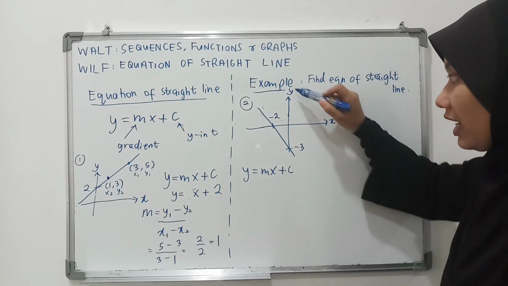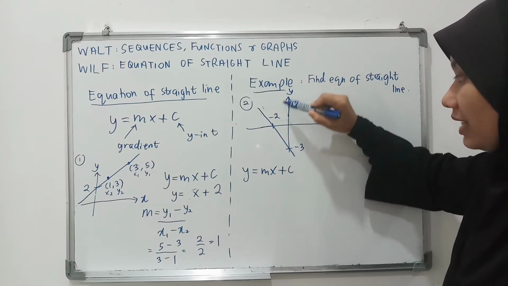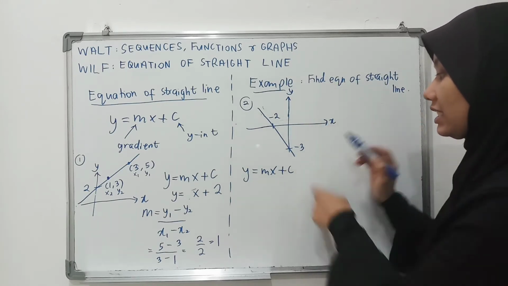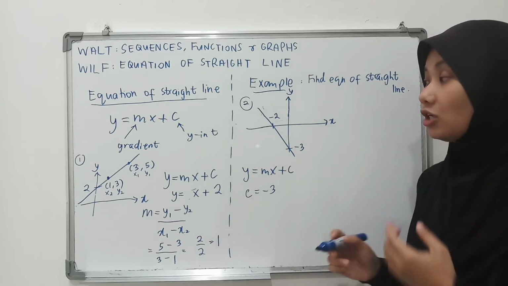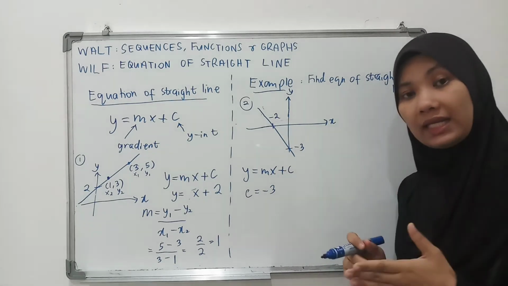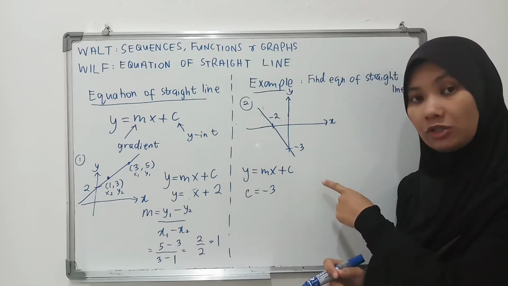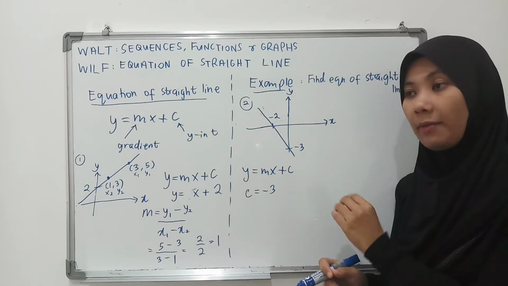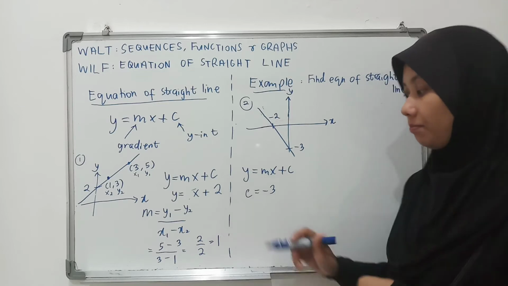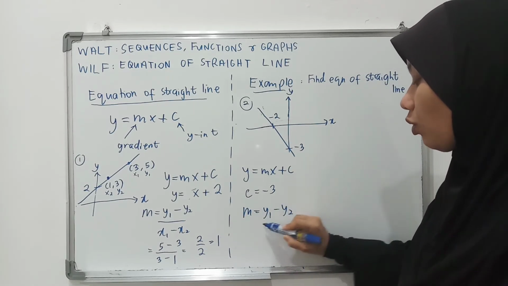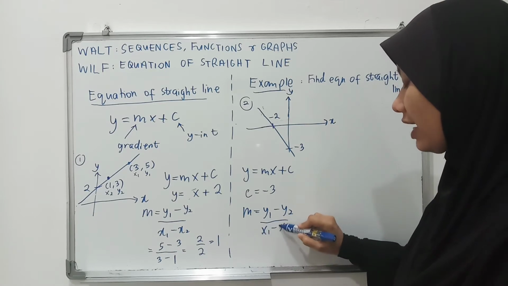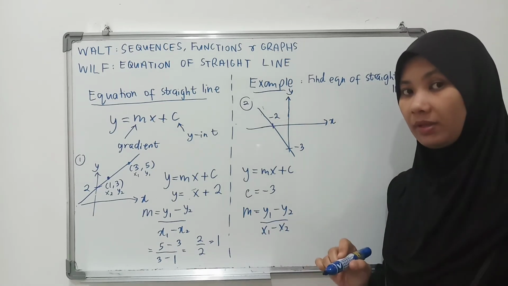Means you need to look at the y-axis. Y-axis, okay? So your c, obviously, is equal to -3. Okay. So what is your m? How do we calculate m? It's not given, m is not given, okay? So you need to calculate your m. How do we calculate m? So m is equal to (y1 minus y2) over (x1 minus x2). If possible, try to remember the formula.